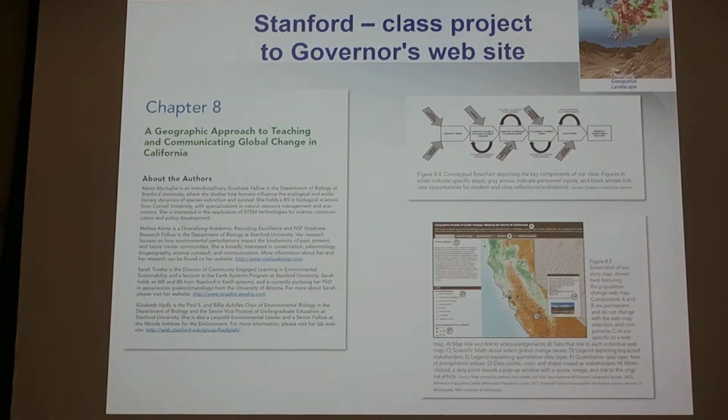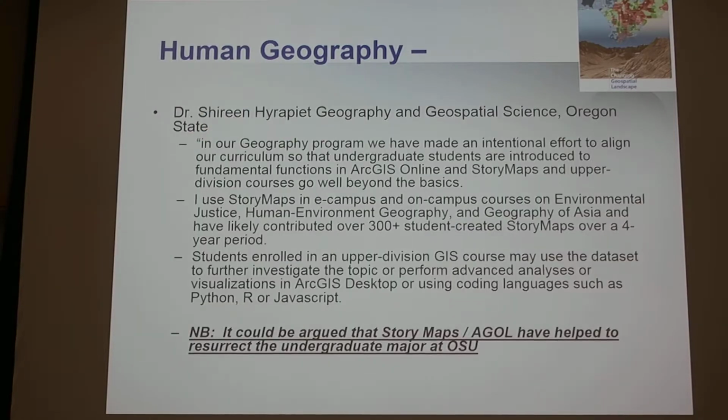Package stuff up. In my book on STEM and GIS, there was a class project at Stanford. They generated a class project at the request of the governor on water issues in California. This is really an important one. And this woman was highlighted in Art News that came out last week. At the time she was at Oregon State.